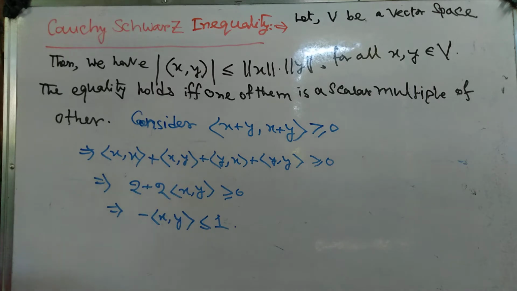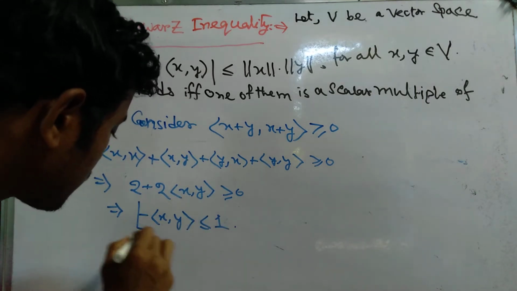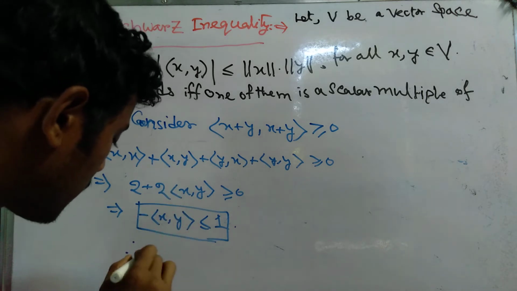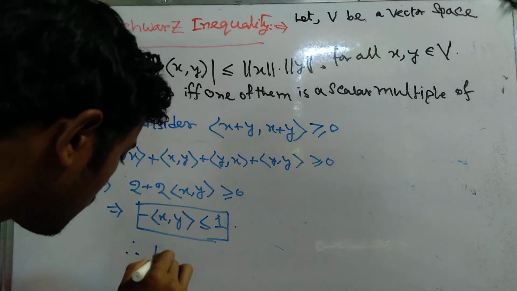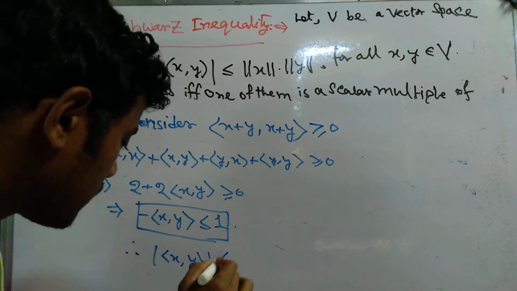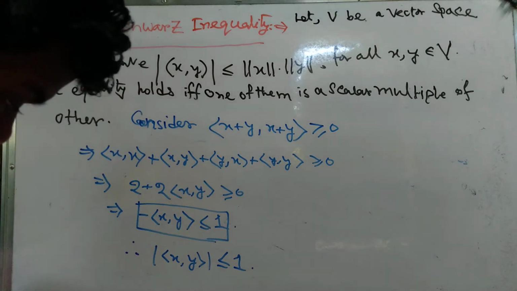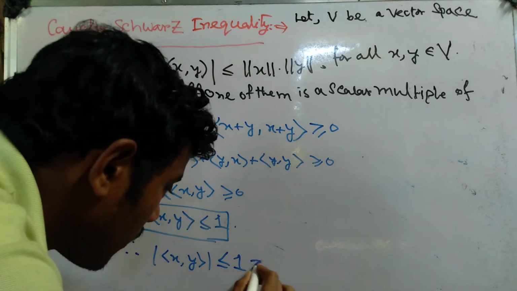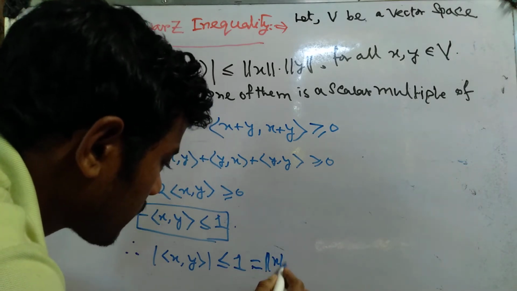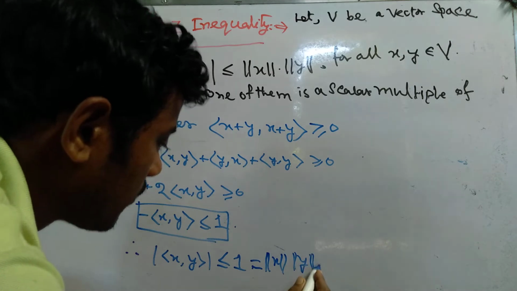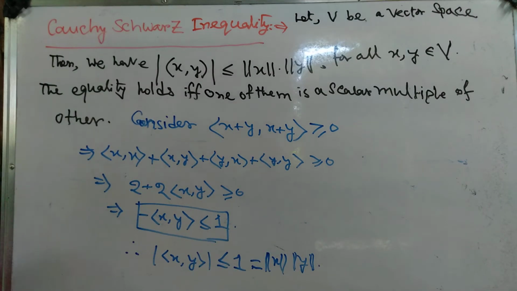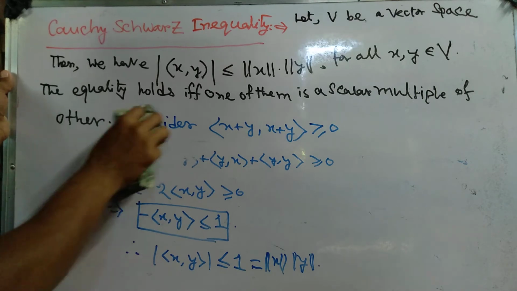So what do we find? We find minus xy is less than or equal to 1, and also xy is less than or equal to 1. So the modulus of the inner product of x and y is less than or equal to 1. And this equals the norm of x multiplied by the norm of y. So we get the required result when the norm of x equals 1 and the norm of y equals 1. So we erase this portion now.